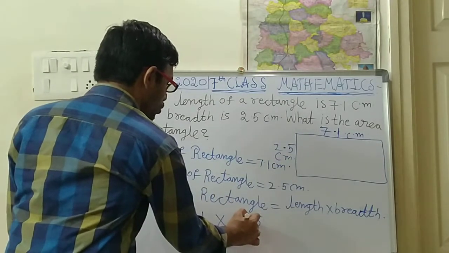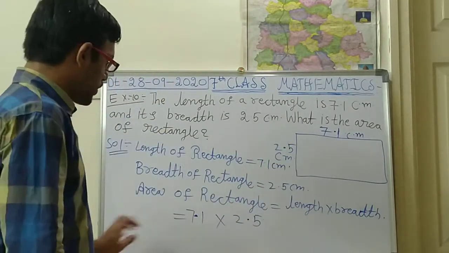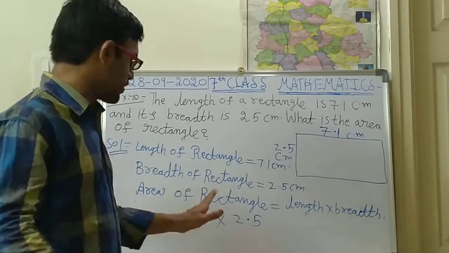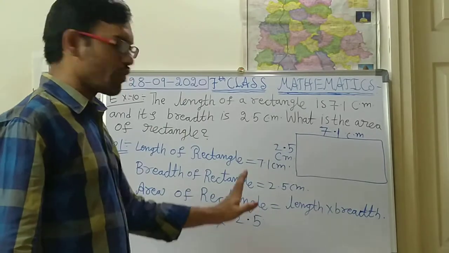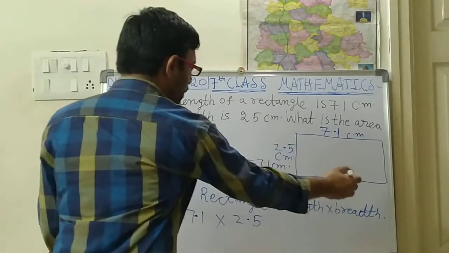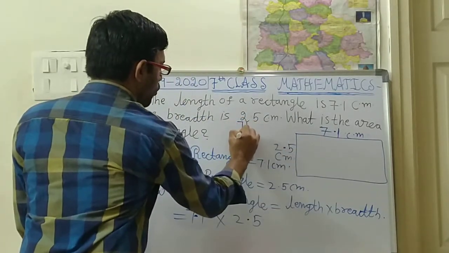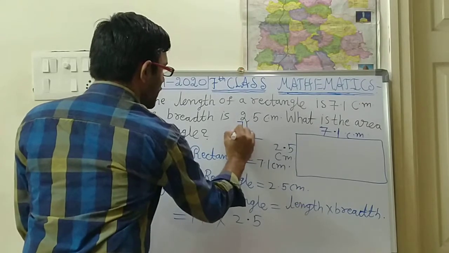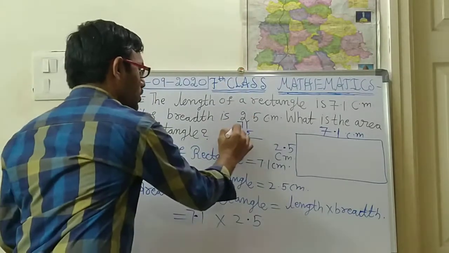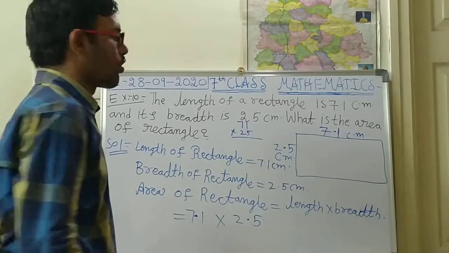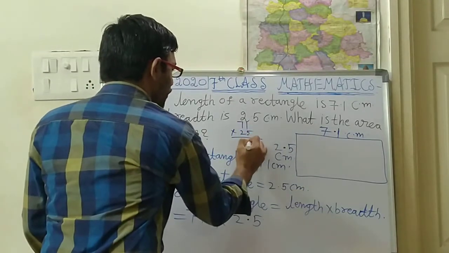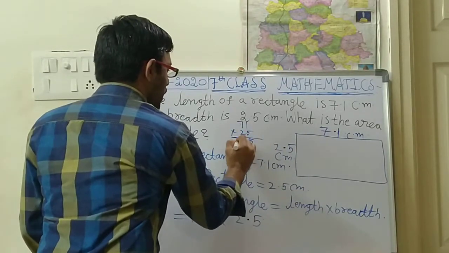How are you supposed to do the multiplication? First of all, forget about the decimal points. Leave the decimal points aside. Do the general multiplication, just 71 into 25. So 5 ones are 5, 5 sevens are 35.